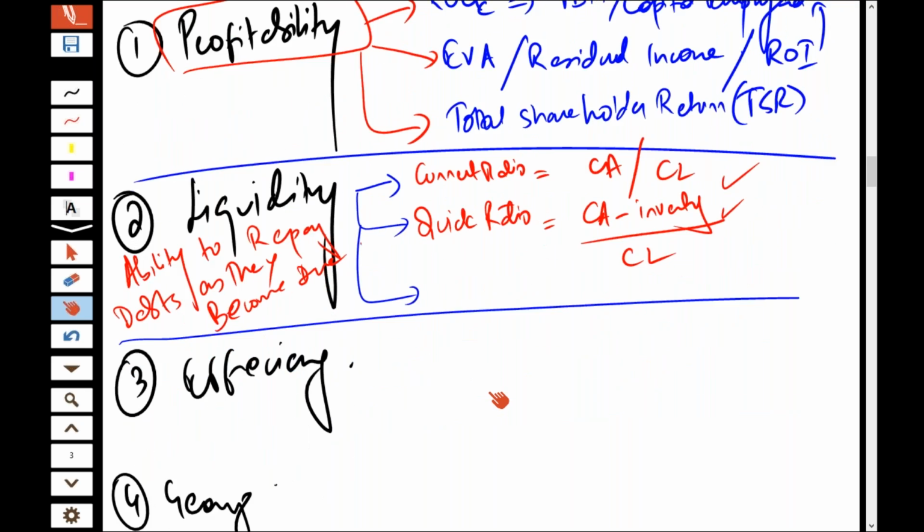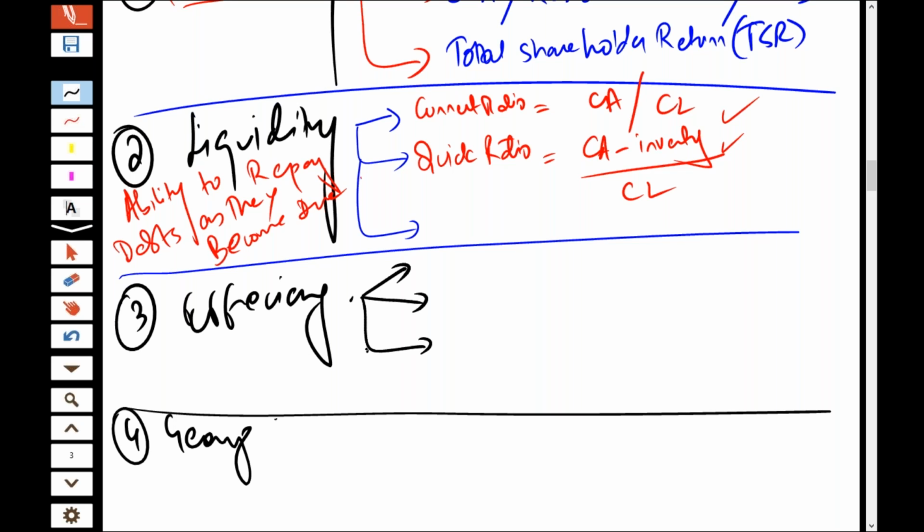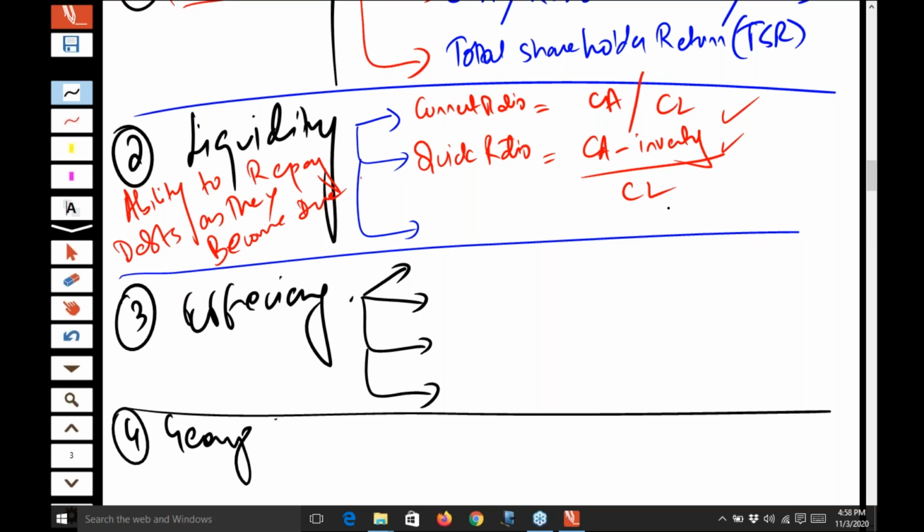Okay, now what next is there? Let's talk about it. We can talk about the efficiency ratio. Now, can you people guide me? What do we mean by efficiency ratios? What could be the different types of efficiency ratios that we can go for? Yes, please.